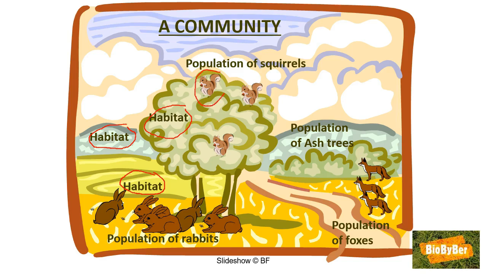Here we have a population of squirrels. A population consists of organisms of all the same species living up in the tree. There's a population of rabbits living in the field. We must also realise that populations can be made up of plants. So there's also a population of ash trees living in the field, accompanied by a population of foxes. Bad news for those rabbits.